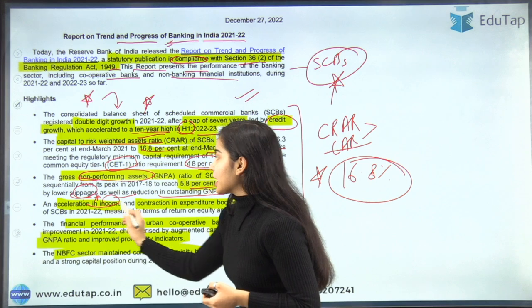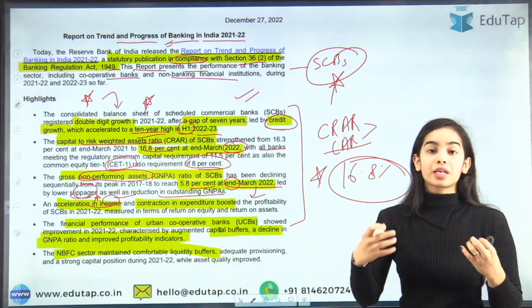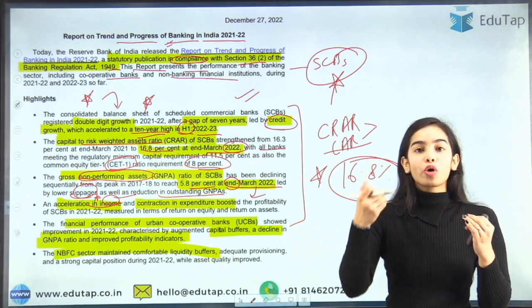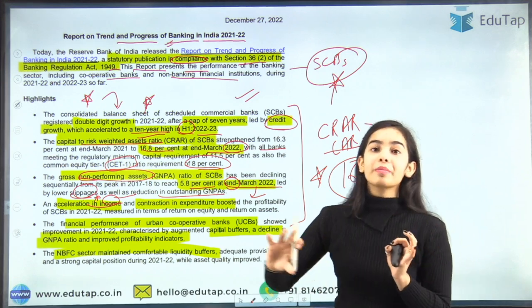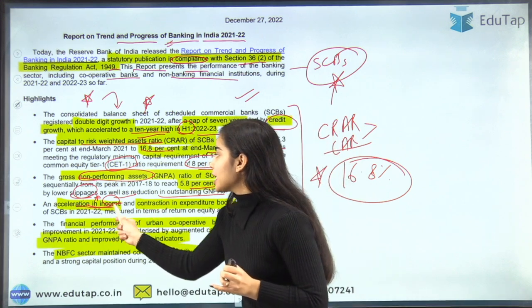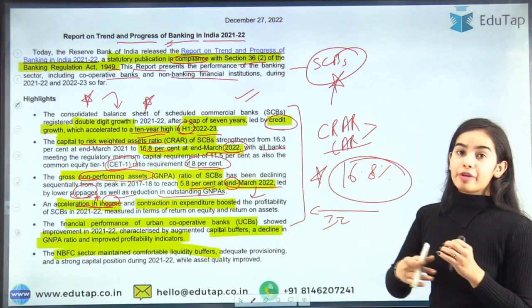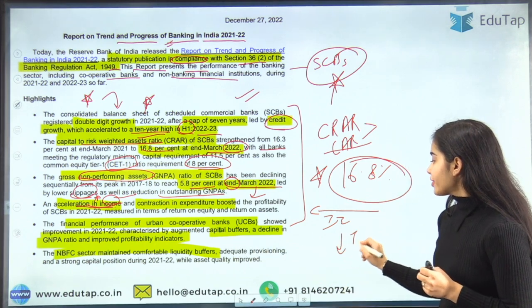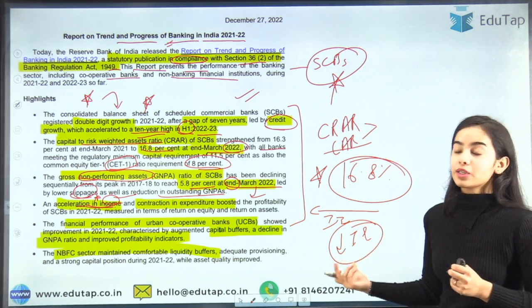An acceleration in income has been seen by the banks because there is more credit growth. That means more interest income is coming to the banks, and there is moderated or less deposit growth, so less interest expenditure is happening by the banks. The acceleration in income has happened because more interest income is coming to the banks because they are giving more loans, and less interest expenditure is happening because fewer deposits are coming to the banks.